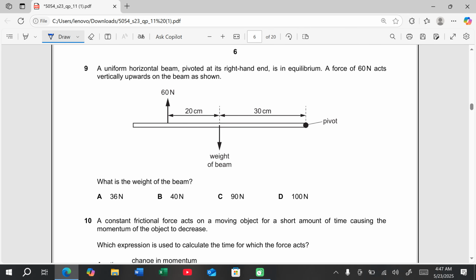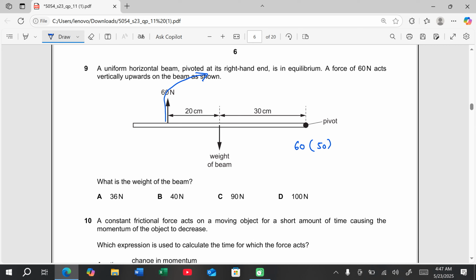A uniform horizontal beam pivoted at its right-hand end is in equilibrium. The force of 16 newton acts vertically upward on the beam, as shown. What is the weight of the beam? That's very easy. Sum of clockwise moments is equal to sum of anti-clockwise moments. Since there is one clockwise and one anti-clockwise moment, we don't need a sum. This is your clockwise moment, so it is 60 times the distance from the pivot, which is 50.